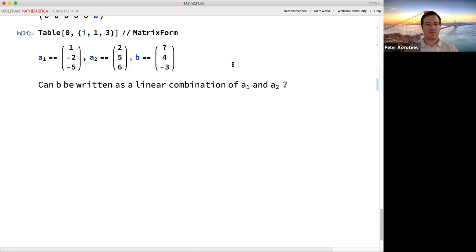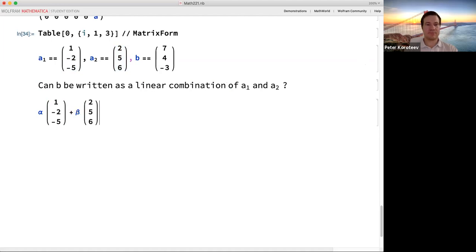Right. So for this, we need to solve the following problem. We take A1, multiply by some coefficient alpha, then add vector A2 multiplied by some coefficient beta. And then we can ask ourselves: is it possible to find alpha and beta such that these two vectors are equal, such that the system holds?